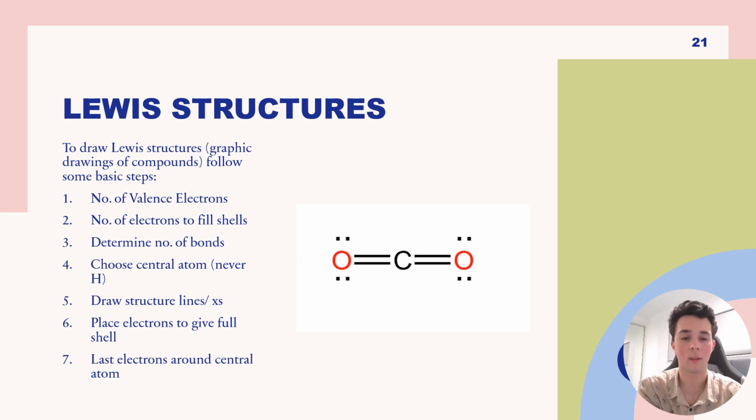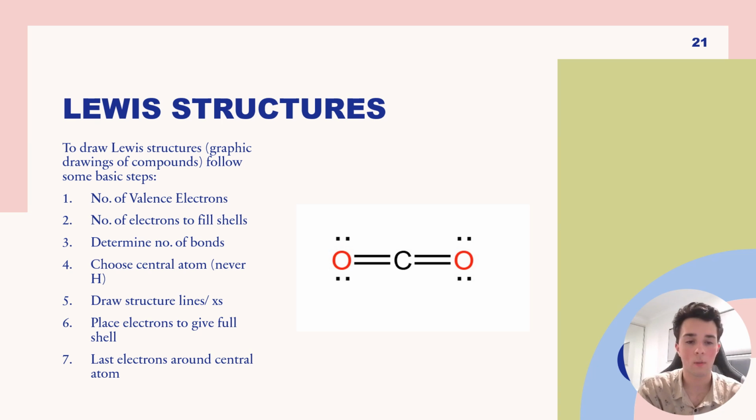Then you should determine the number of electrons to fill shells. You're going to need 8 electrons for both oxygens and then 8 for carbon as well. Then you choose your central atom, which will be carbon, because it makes sense to put carbon there since the oxygens aren't going to bond to each other like that. Just a note: even though hydrogen might be the most electropositive, you should never choose hydrogen as your central atom.